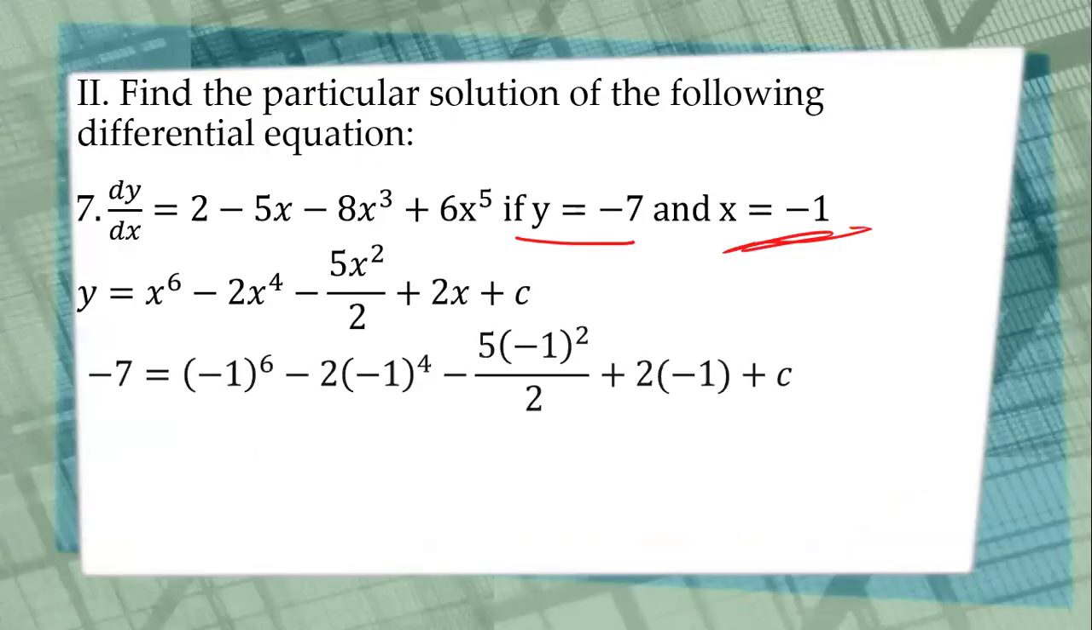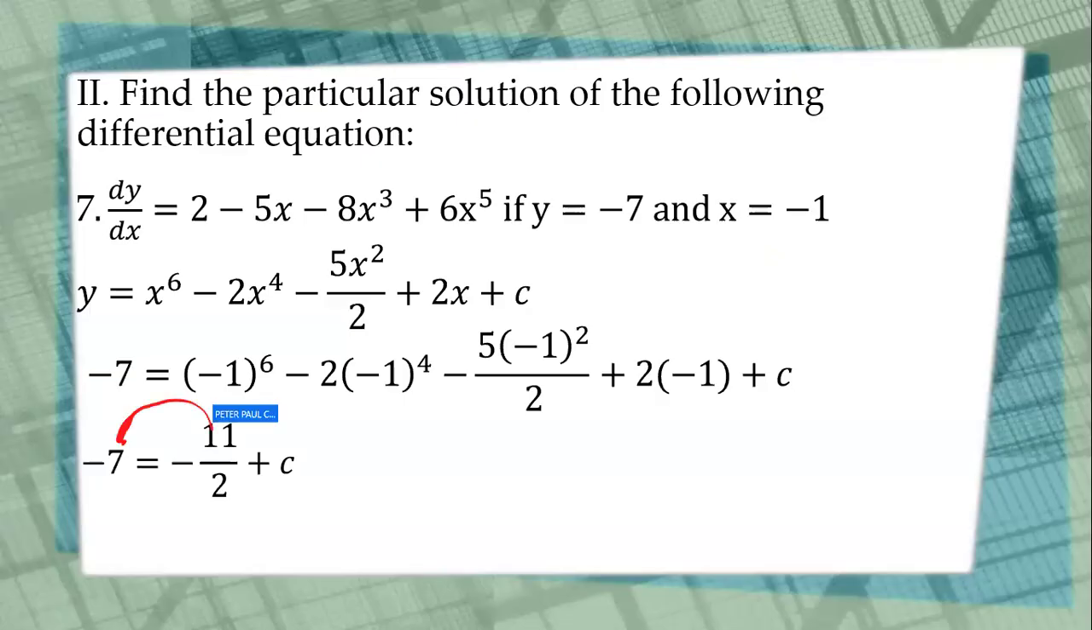Substituting the values, we'll have negative 7 is equal to negative 1 raised to 6 minus 2 raised to negative 1 raised to 4 minus 5, negative 1 squared over 2 plus 2, negative 1 plus c. Obviously, you answer or manipulate this side first. So using your scientific calculators, what is the answer? Correct. So that is negative 11 over 2.